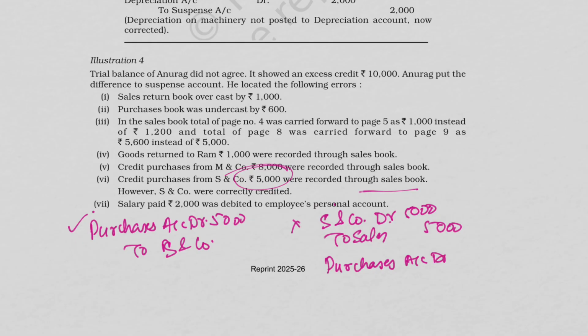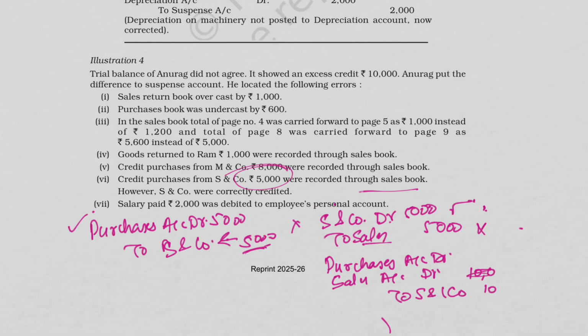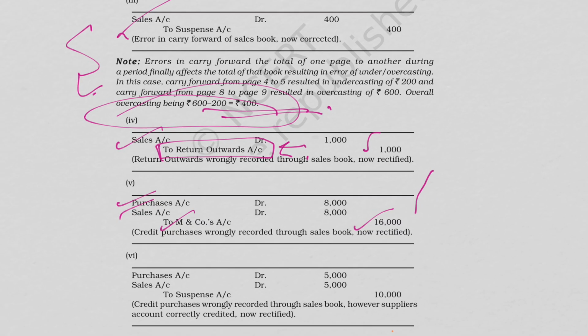So for rectification, this should have been the correct entry. So purchase account debit. Sales, this is wrong. So to remove the excess credit of sales, we'll debit it. Sales account debit. And this SN Company, it should have been credited. Correct entry should have been credited with 5,000. And we also have an excess debit in SN Company. So we'll credit this amount also to remove the excess debit. So 5,000 plus 5,000, 10,000 to SN Company 10,000. Here 5,000 and here 5,000.